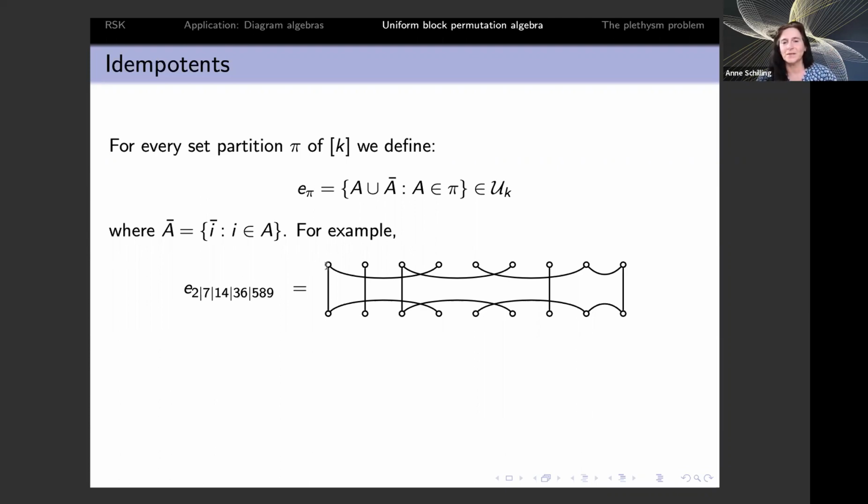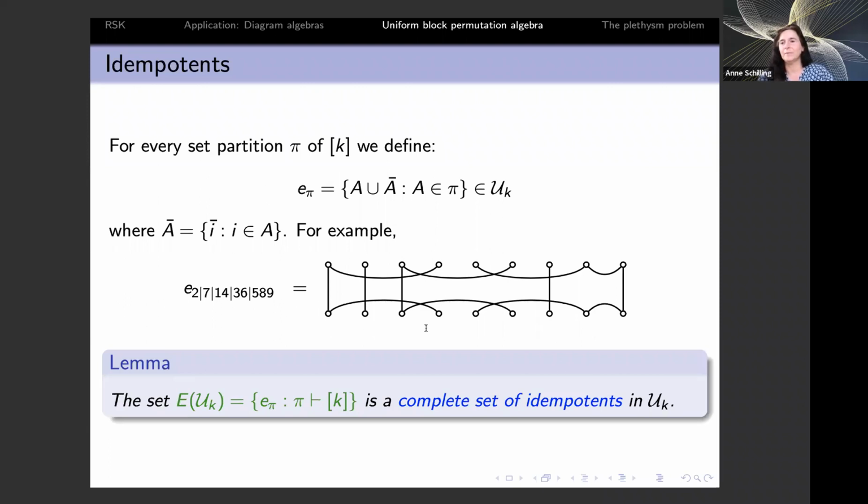Okay, so we can write those as diagrams. The way I've defined it is, 1, 4 is in a block, but then I take the same block also for the barred letters. That's why at the bottom I also have 1, 4 in a block, and I connect all of those. You can see that this is an idempotent because if I stack E on top of itself, the connected components don't change. That's why E squared is equal to E. So they indeed form idempotents. And we showed that in fact, this gives you a complete set of idempotents in this uniform block permutation algebra.